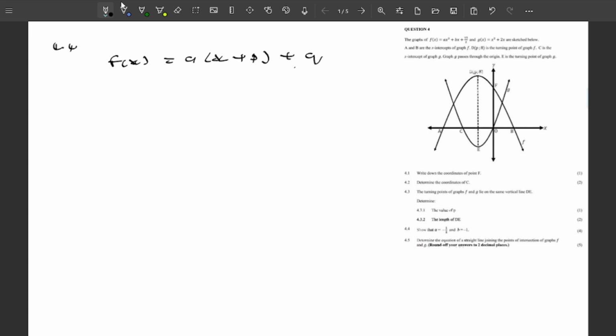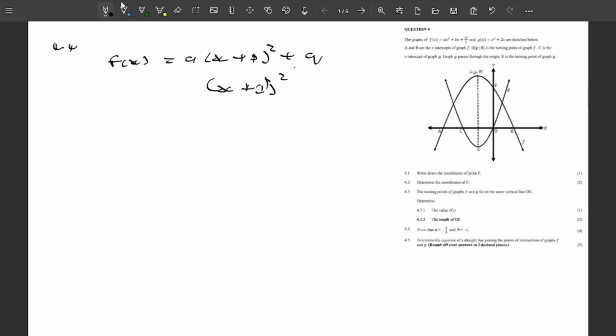Now the value of p is the x value of the turning point, which is -1. I can't write it as -1 here. I'm going to say x plus 1. Right? Don't forget the squared here. I almost forgot about it. The reason why I'm saying x plus 1 is because when I equate this to 0, I need to find my value of the turning point to be exactly -1.